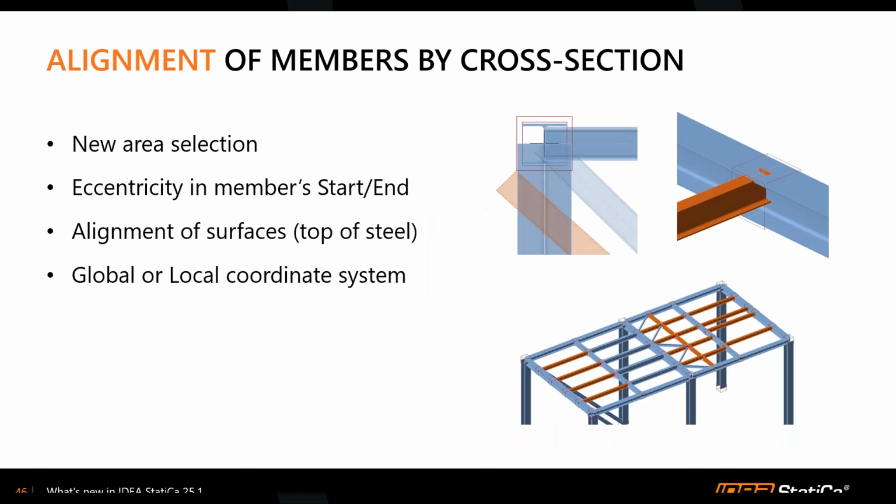So another improvement is the alignment of members that we bring into version 25.1. There is basically new area selections, which enables you to select multiple members at once. And then once you have selected this, you can actually set some eccentricities for the whole members or a specific member of the group, and you can align it based on global or local coordinate system. For example, if you want to align it for top of steel, you can also do that.